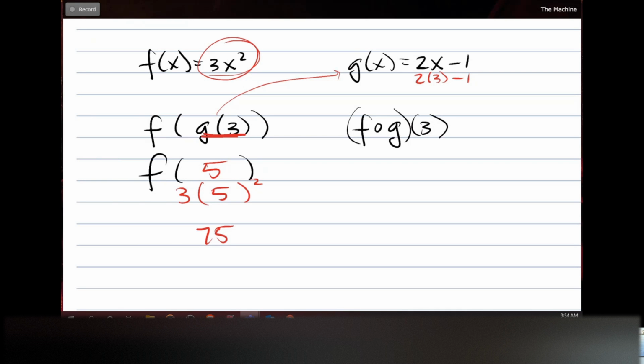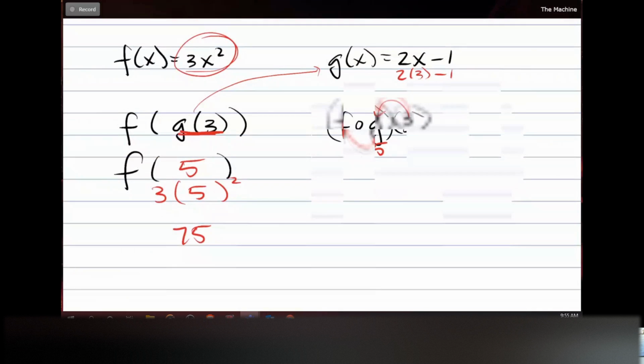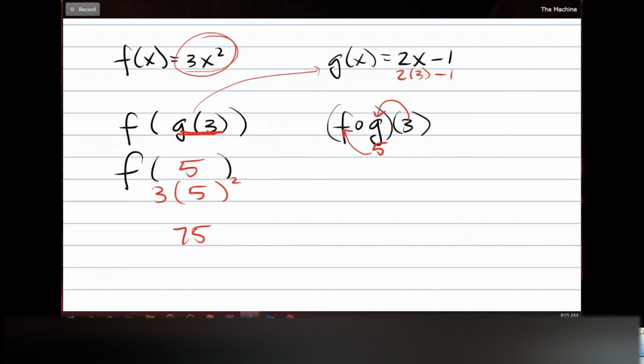Okay. Now, if you wanted to use the book's way, you're going to say 3 into G gives me a what? 5. Write it underneath. And then 5 into f gives me 75. Now, does order matter? Yes. Always. I'm pretty sure.